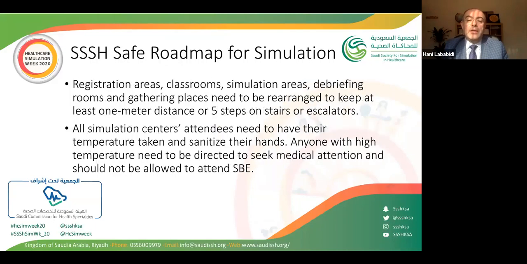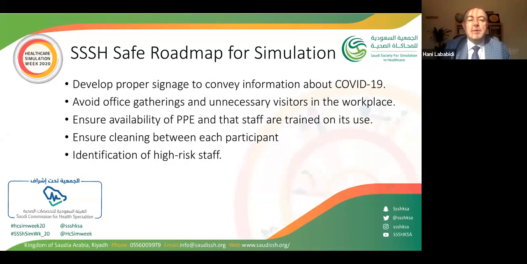so he will not infect other people. All registration areas and simulation areas, even stairs and escalators, need to have proper distancing and be cleaned accordingly, and also temperature checks. Whether you believe it or not, or you say it is too late, it is a kind of standard now, and we have a heat camera at the entrance of the building, so anyone with elevated temperature will be identified, and they will have to see a physician before coming to the center.